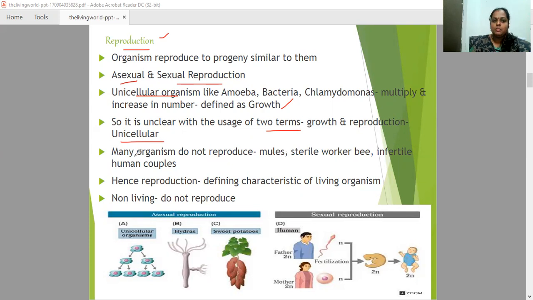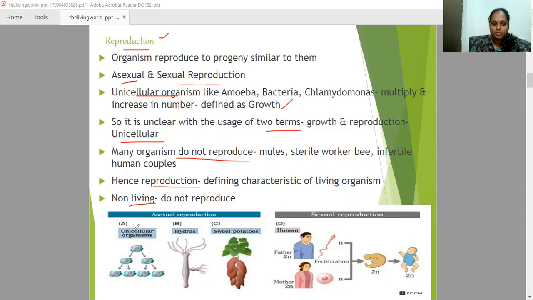Many organisms do not reproduce, like mules, sterile worker bees and infertile human couples. All these will not reproduce. So reproduction is also not a defining characteristic of living organisms. We can say it is a defining property only when all organisms undergo this property. Since some exceptions are there, we cannot consider reproduction as a defining property. Non-living things do not reproduce. This is the main difference between living and non-living.